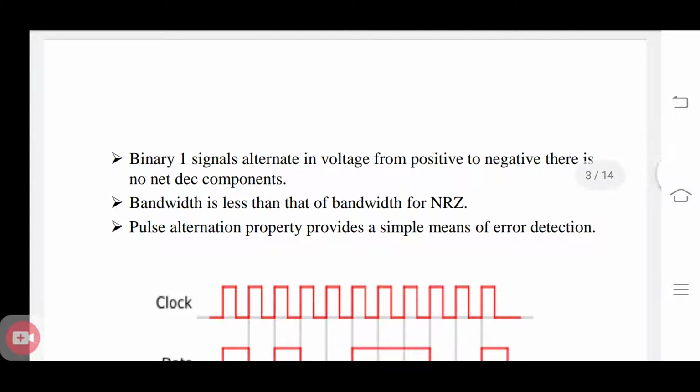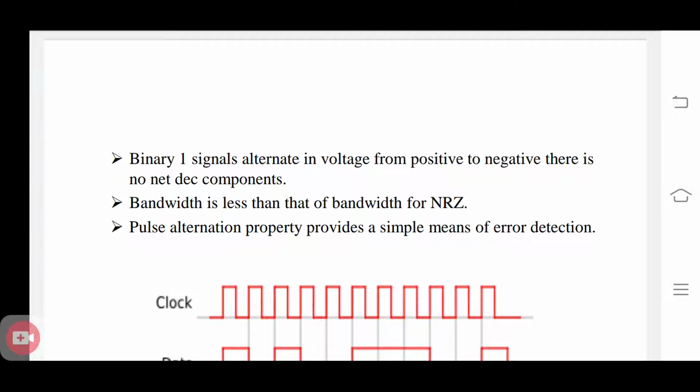Also here the binary 1 signals have an alternating voltage from positive to negative, so there is no net DC component. That is also another advantage. No net DC component exists in the system. Although the bandwidth is less than that of NRZ, that is also an advantage.